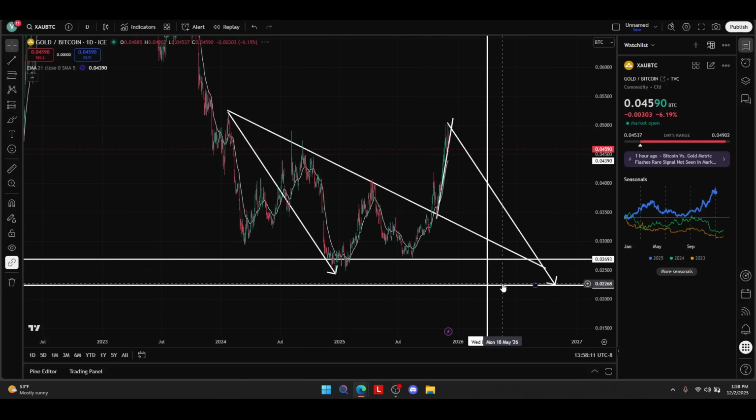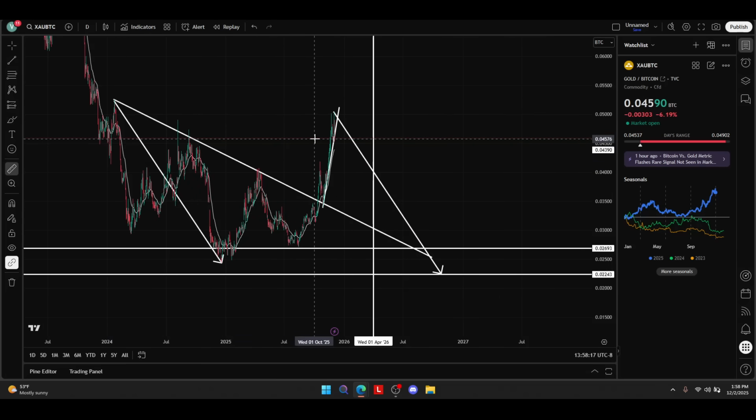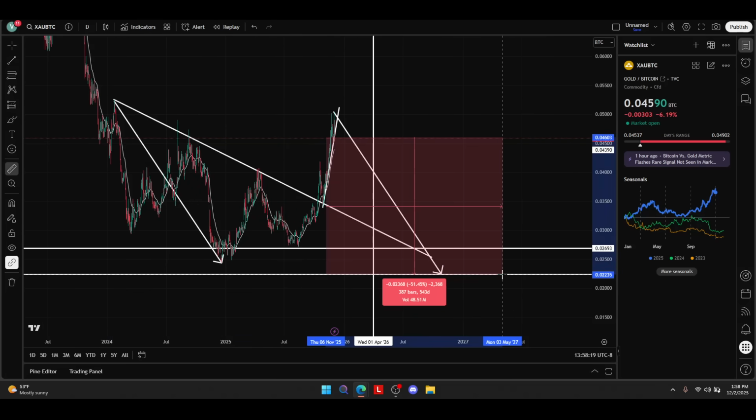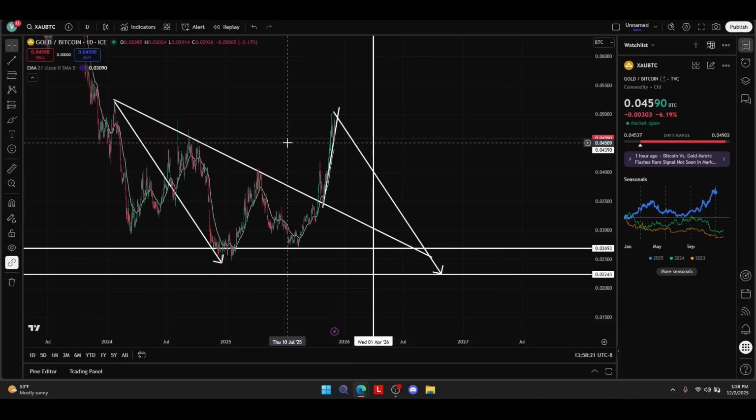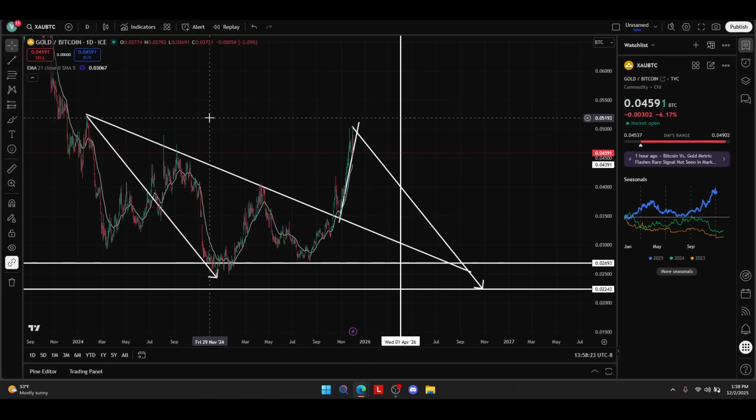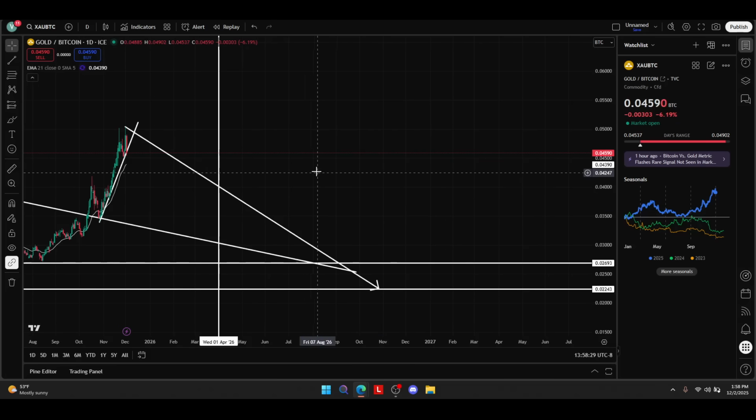And again, that'll take this ratio to about 0.022 from here, which is, let me see that drop right now. That's about a 50% drop from current prices. So again, looks like this pullback is potentially coming to an end and finally seeing a rally towards the downside.